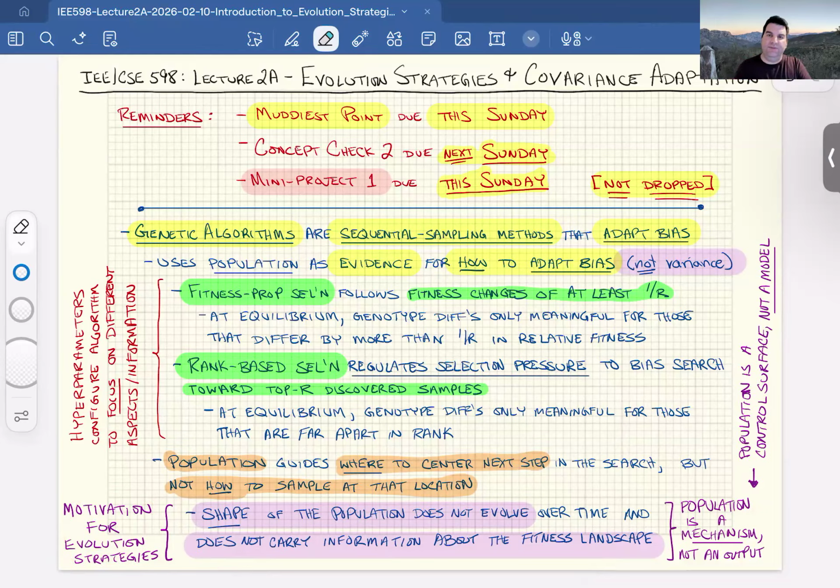What we would like to move to in evolution strategies is a way for the population itself to become almost an output. It carries the shape of the population, carries information about the underlying fitness function, and we can use that to make much more efficient searches where we don't just search everywhere in every direction, we search in the most informative directions. All right, so that's the motivation for today.